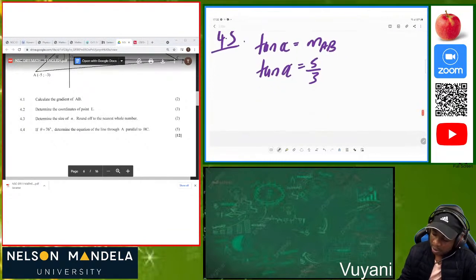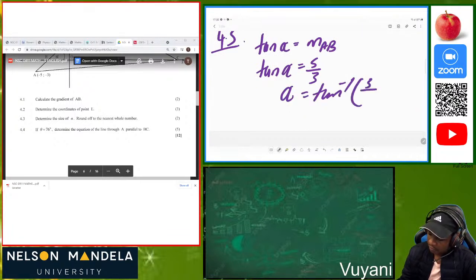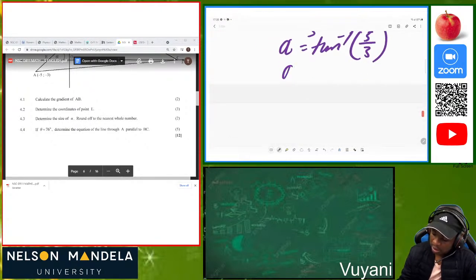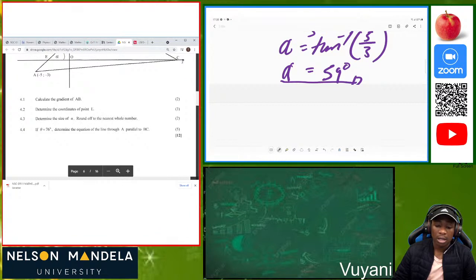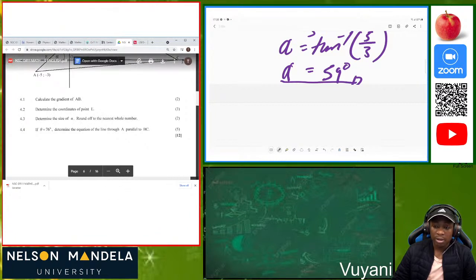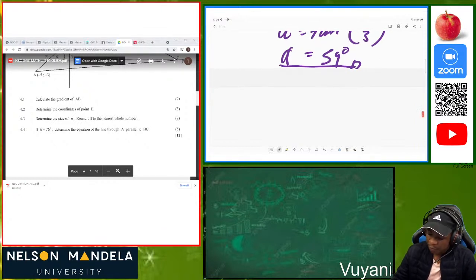Let's solve for alpha now. We know that alpha will be equal to arctan of 5 over 3. Then you use your calculator now. Then you get 59 degrees. Because they said rounding off to the nearest whole number, to the nearest whole number this is what we want, 59 degrees only. Now, let's move on to 4.4.